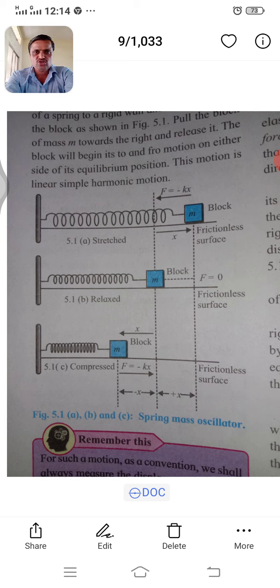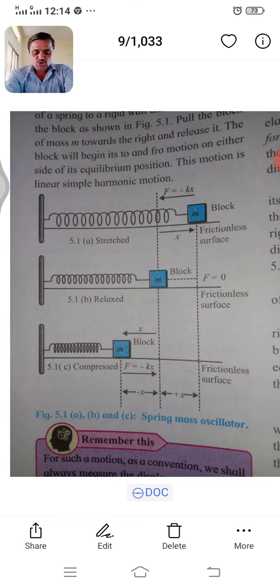That force is responsible for regaining the original shape, size and dimensions of the spring. That means the restoring force is responsible for regaining its original shape. Then F is equal to minus kx, where F is the restoring force and k is a constant which depends upon the elastic properties of that spring. It is called the force constant. The negative sign in F equals minus kx indicates that force and displacement are oppositely directed.